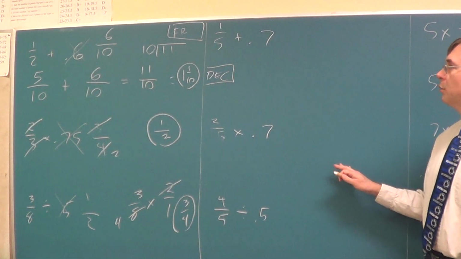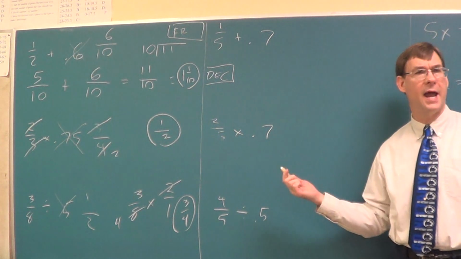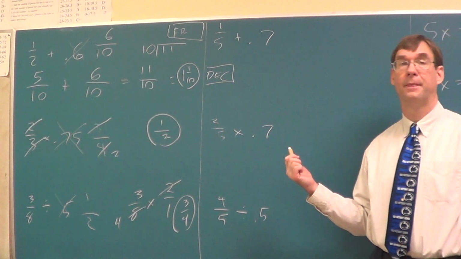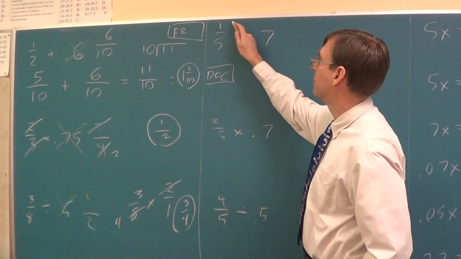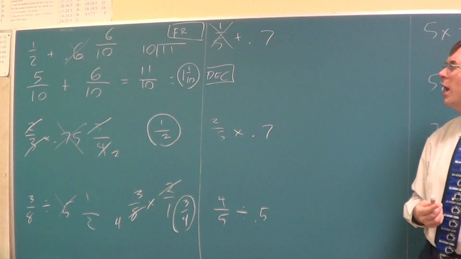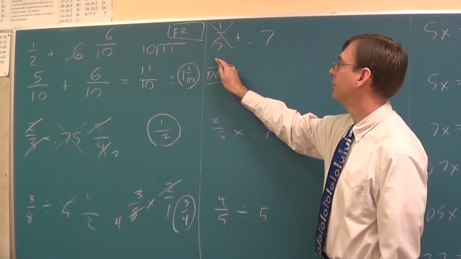Okay, then over to decimal town. So if we're in decimal town, we have to take a different approach. What are we going to have to start off doing if they want all decimal stuff? Change the fractions to decimal. All the fractions have to be decimals. So 1/5. How can you turn 1/5 into a decimal? 0.2. We can make it 0.2. How'd you do that?